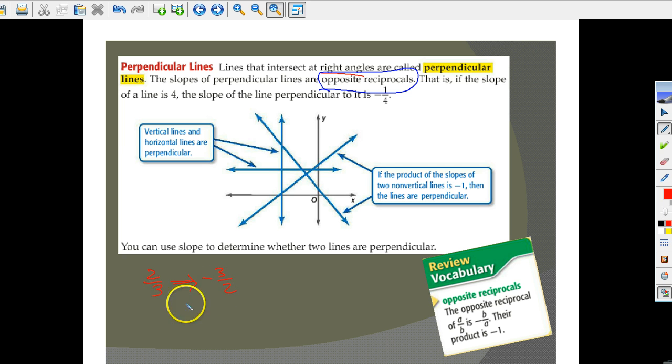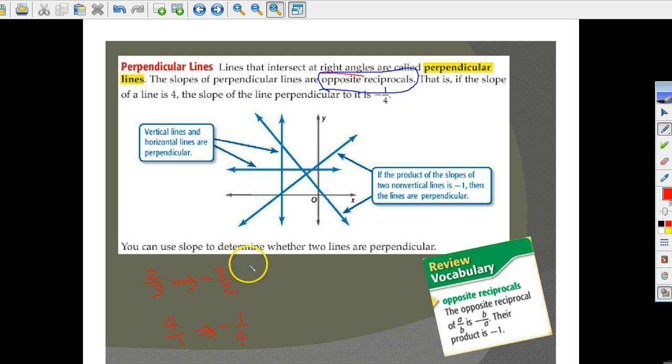So these two slopes are perpendicular because they are opposite reciprocals. That means change the sign, opposite signs, and upside down. So if I have a slope of, for example, 4, 4 is the same thing as 4 over 1. Okay? So this is a positive, so we're going to change it to negative 1 over 4.